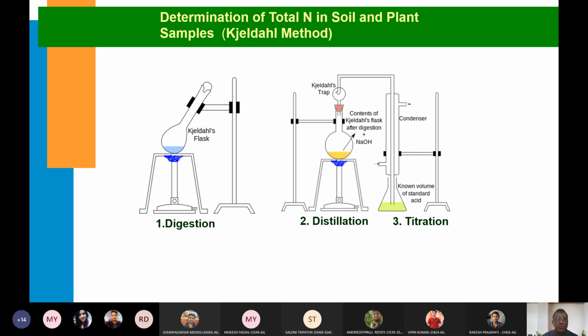Because in this case, when you do boiling, the contents will not come out of it. They will remain inside it because it has a very long neck. So this is the Kjeldahl flask. Normally it comes in 500 ml or 750 ml, 1 liter or 2 liter sizes. And in the laboratory, normally we use a 600 or 750 ml Kjeldahl flask.